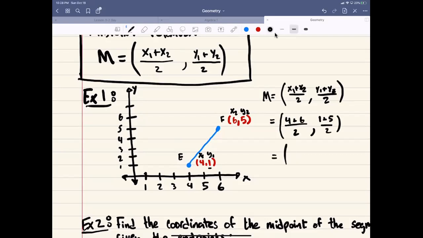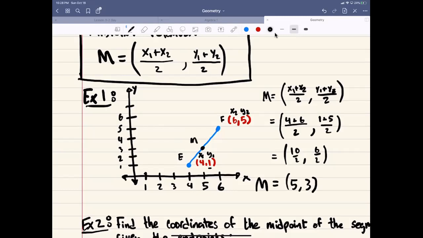Then we get 4 plus 6 is 10 over 2, comma, and 1 plus 5 is 6 over 2. 10 divided by 2 gives us 5, and 6 divided by 2 is 3. So our midpoint M is 5, 3, and we'll show that right here. We go to 5, 3, and that's M.